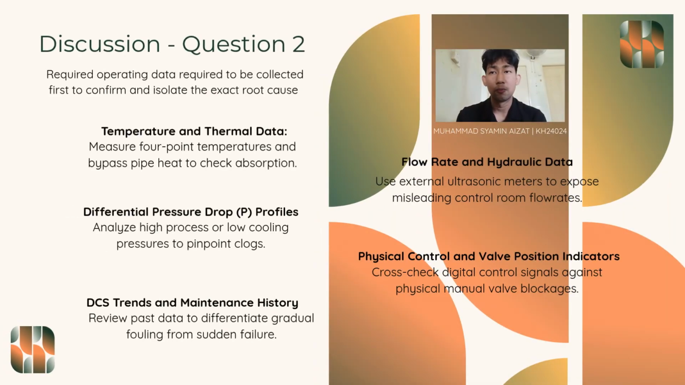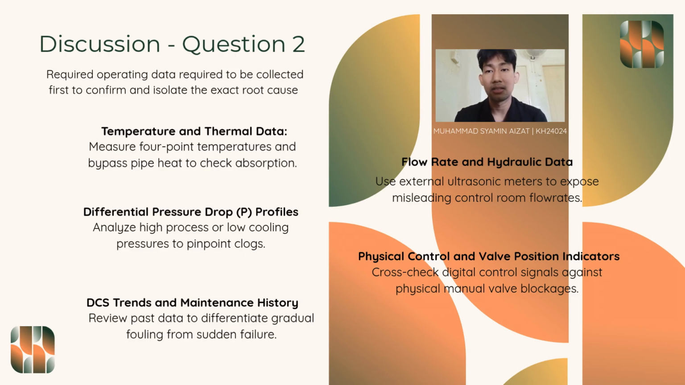Next, for question 2, the question requires us to find the required operating data. Firstly, temperature and thermal data. We measured 4 points of temperature and the bypass pipe heat to check for absorption. Next, we need to find the differential pressure drop profiles to analyze the high process and low cooling pressure to pinpoint the clogging points.